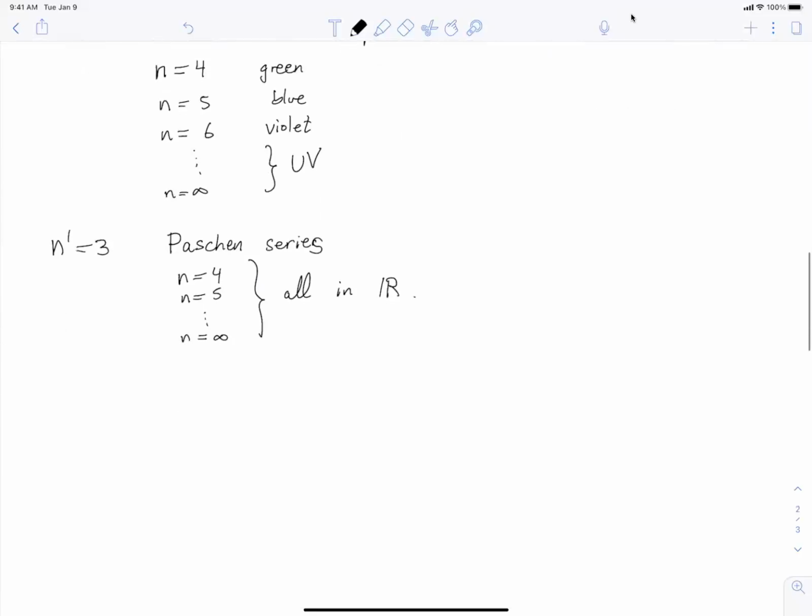Okay, and then there are various other series that are named. There's the n prime equals 4 called the Brackett, and the n prime equals 5 called the Pfund.